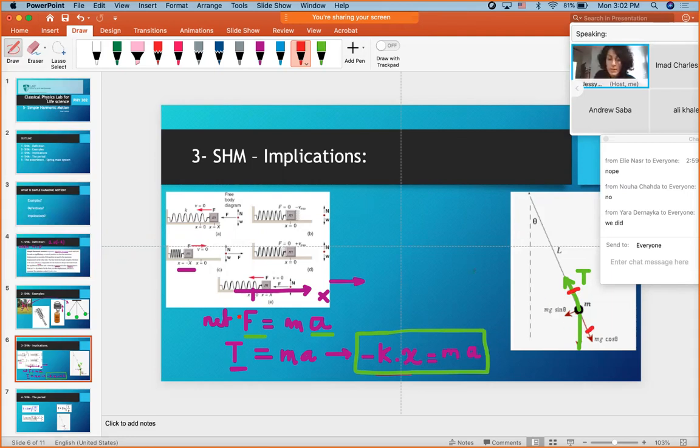So net force is equal to ma. I will say mg sine theta is equal to ma. And this will not give me that acceleration is proportional to the angle unless I replace sine theta by theta. Can you please tell me in which case I replace sine theta by theta?